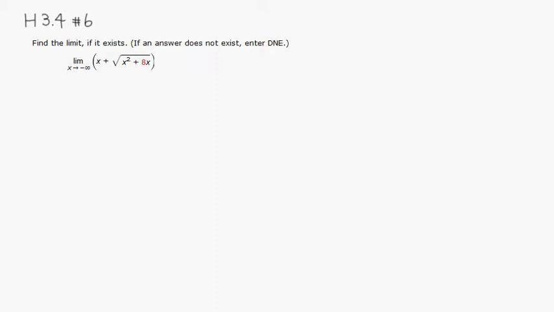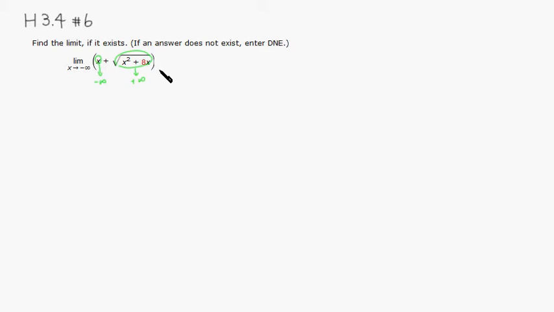As you can see, the first term, as x approaches negative infinity, approaches negative infinity, but this one, since it gets squared, approaches positive infinity. So it's inconclusive if you have positive infinity plus negative infinity. We don't know exactly what that is, so we're going to use the trick we talked about in class.